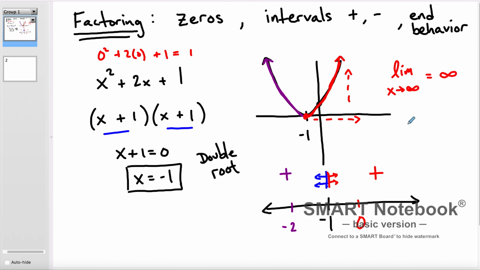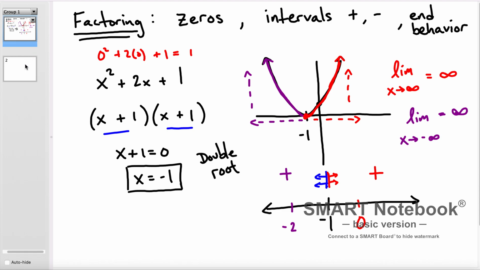Similarly, we can look at the limit as x approaches negative infinity. So this time we're interested in what happens to the graph as our inputs continue to get lower and lower. Well, in this case, again, y approaches positive infinity. So the limit as x approaches negative infinity is also infinity. Okay.